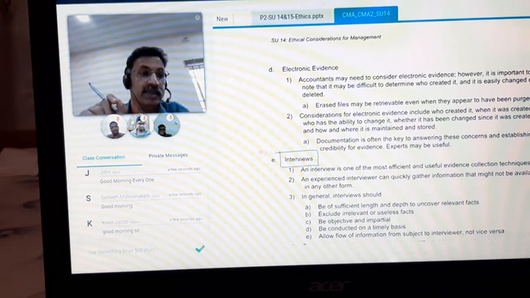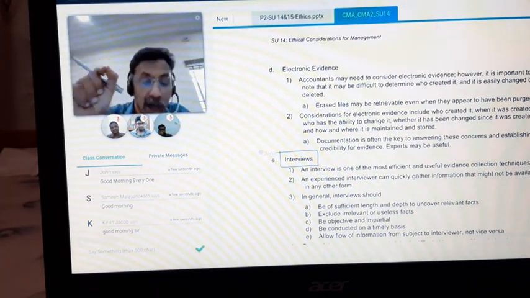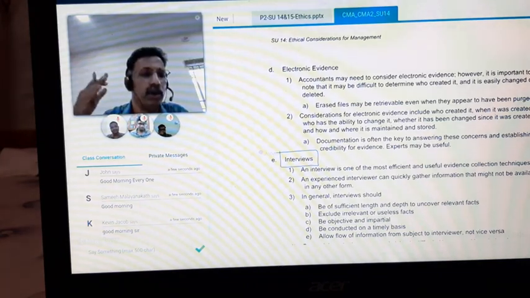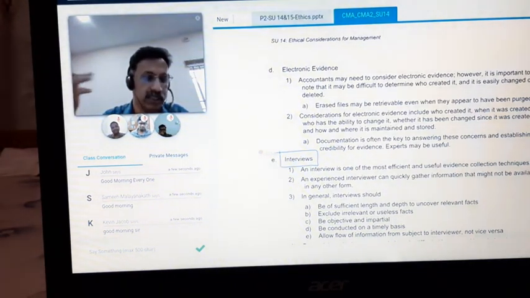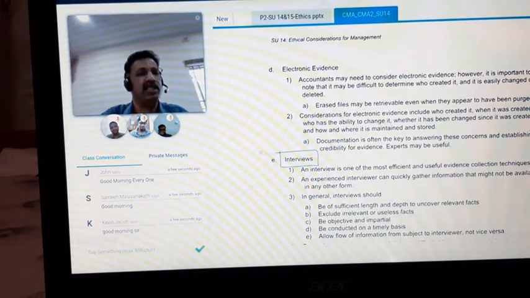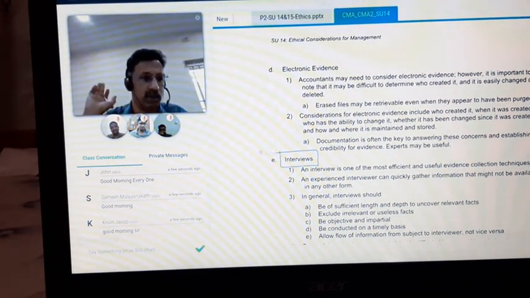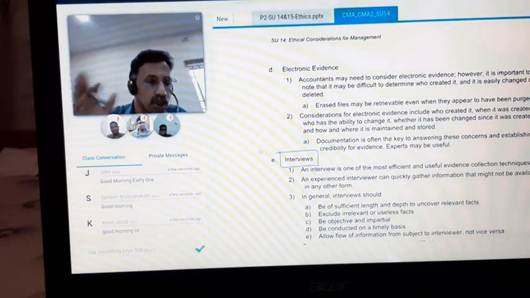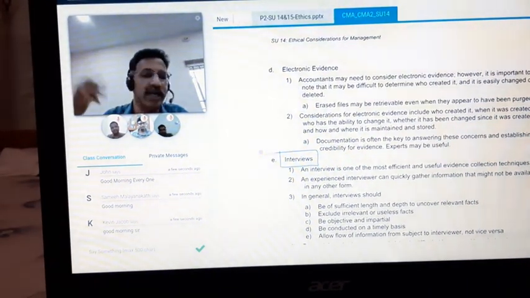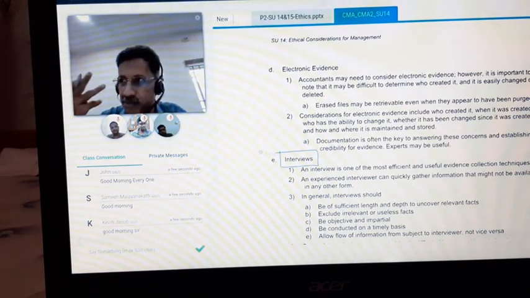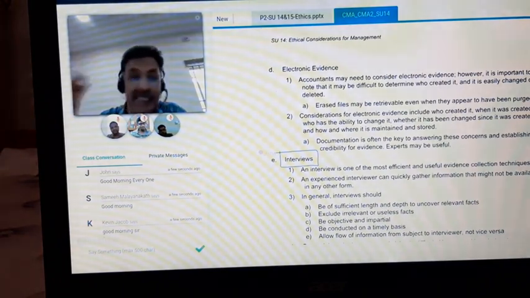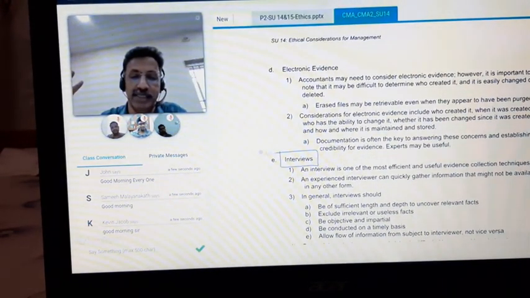But the interviewer should know how to get the information from the interviewee, and many people do not know how to interview others. So instead of getting information from the interviewee, they would divulge information to those people. That also can happen. So you should know how to interview people and get information. That's the skill you need to develop.